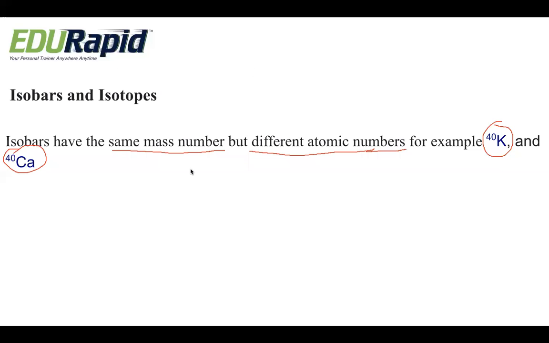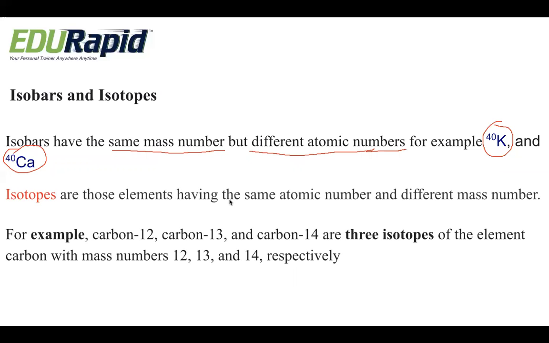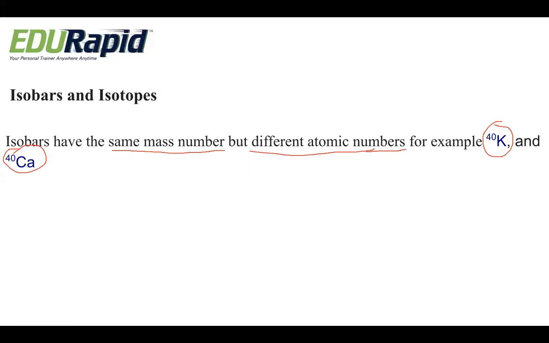They have the same mass number. Potassium has a mass number of 40, calcium has a mass number of 40, but potassium has an atomic number of 19 and calcium has an atomic number of 20. So potassium and calcium have the same mass number, 40, but different atomic numbers, 19 and 20 respectively. So we call them isobars.